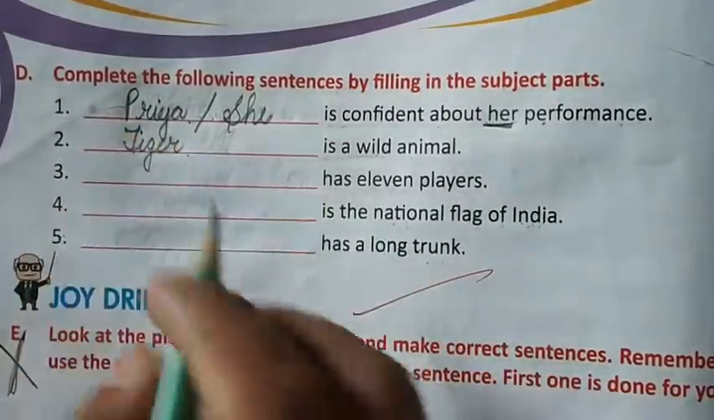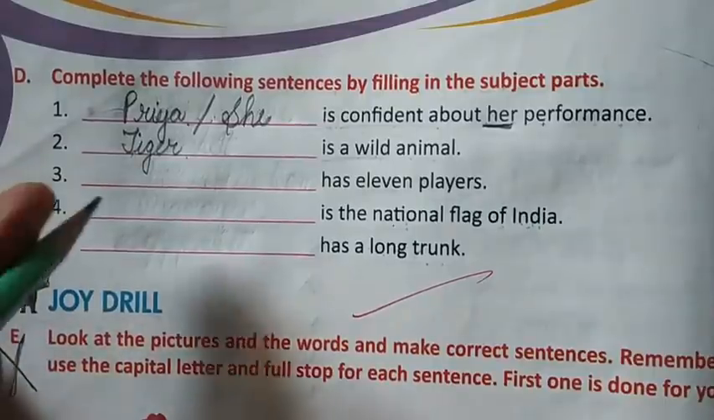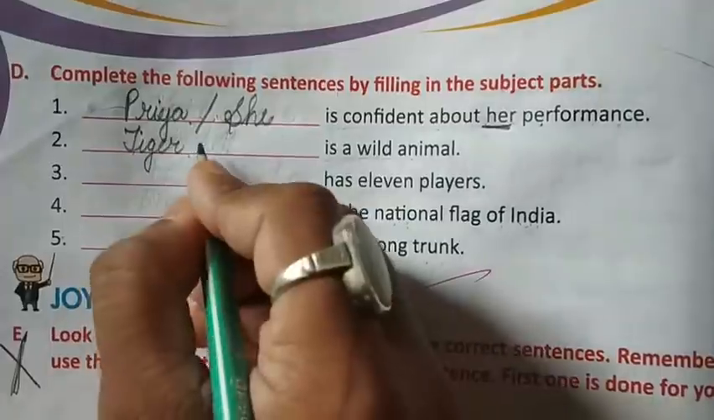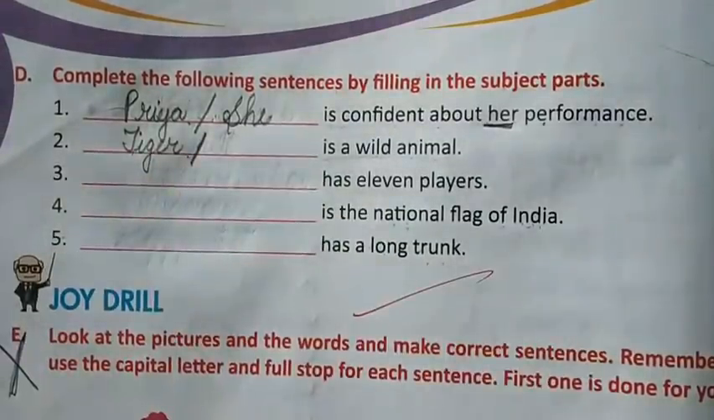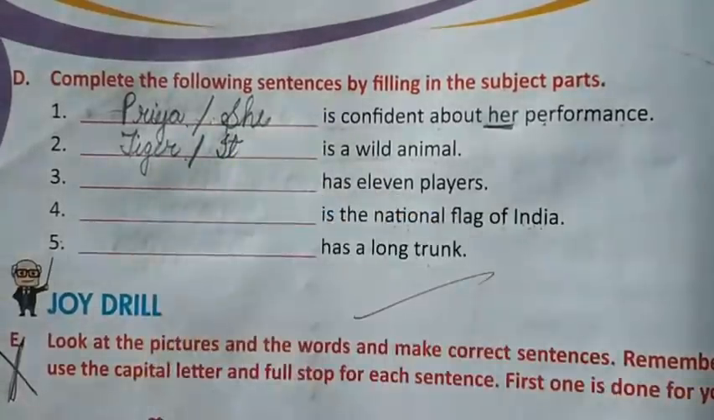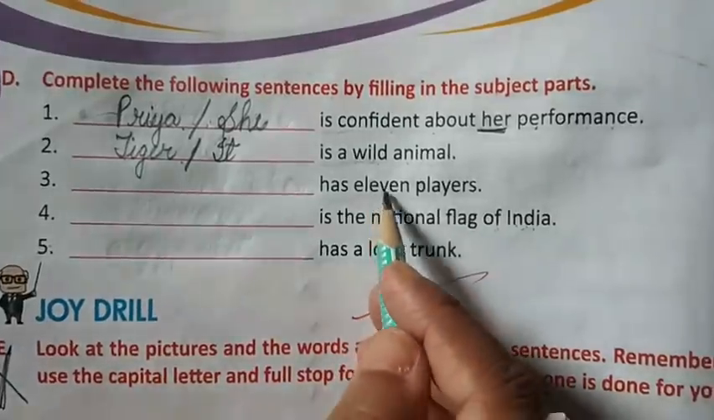Okay, I'm writing tiger here as a subject. You can write down lion also, you can write down cheetah also, the name of any wild animal you can write down, it is correct. And see, if you want to use a pronoun as a subject, you can use "it". It is a pronoun which is used for animals. So if you want to use a pronoun as a subject, you can use "it". Both are correct.